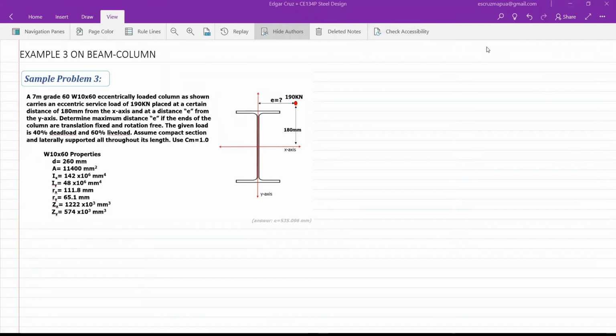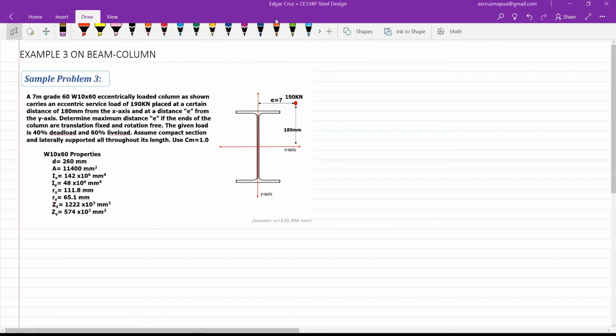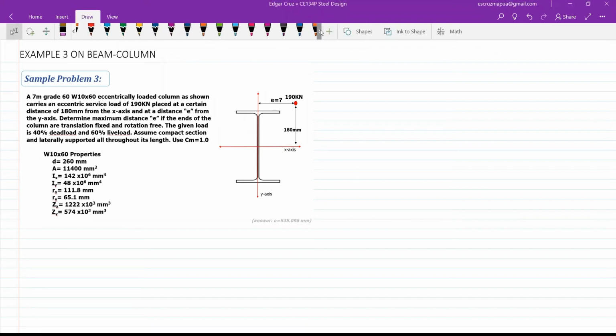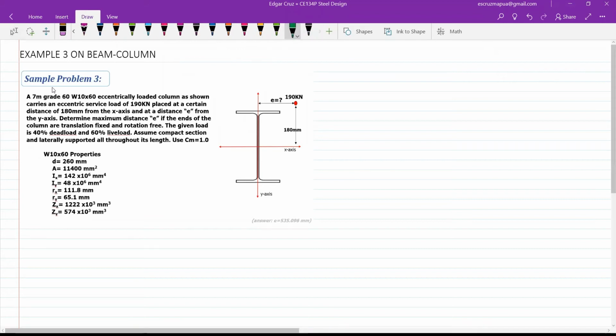Okay, so for this next example, example number 3 on beam column, as you can see from your screen, we have a 7-meter grade 60 W10 by 60 eccentrically loaded column as shown. As you can see from the figure, you have a wide flange section. Again, our L is 7 meters.